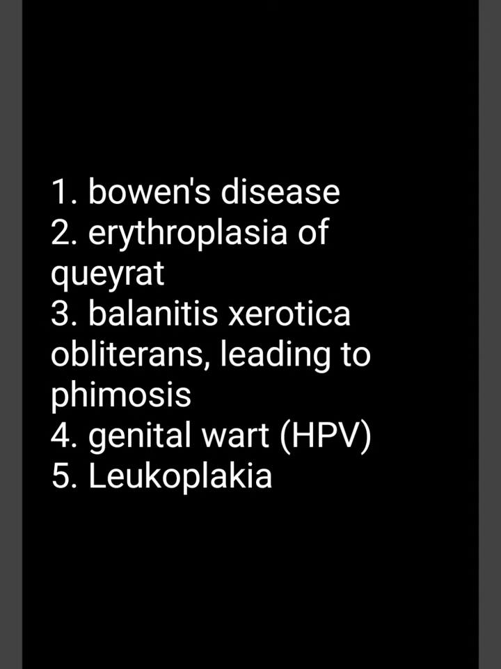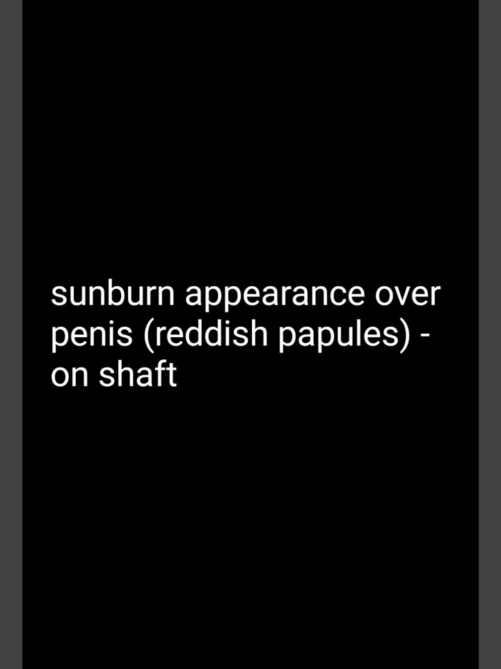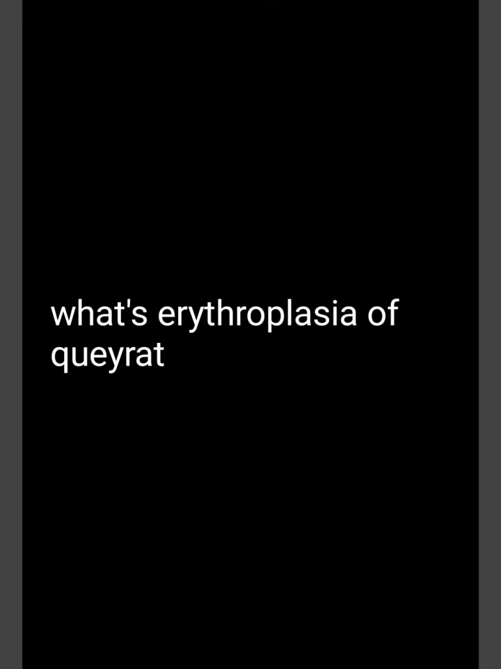Premalignant conditions for penile cancer. 1. Bowen's disease. 2. Erythroplasia of Queyrat. 3. Balanitis xerotica obliterans, leading to phimosis. 4. Genital wart, HPV. 5. Leukoplakia. What's Bowen's disease? Sunburn appearance over penis, reddish papules, on shaft. What's erythroplasia of Queyrat? Sunburn appearance over penis, reddish papules, on glans.